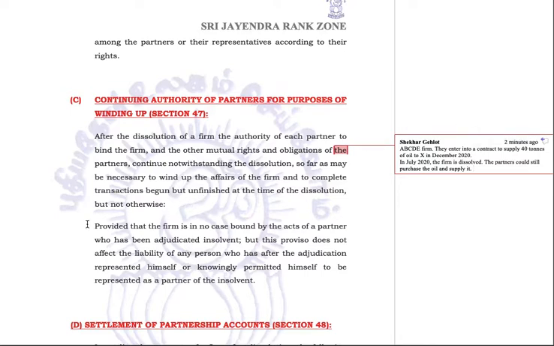Provided that the firm is in no case bound by the acts of a partner who has been adjudicated insolvent. But this proviso does not affect the liability of any person who has, after the adjudication, represented himself or knowingly permitted himself to be represented as a partner of the insolvent. That means an insolvent person, whatever he does, will not bind the firm. But if someone becomes a partner of an insolvent person by holding out, represented himself or knowingly permitted himself to be represented as a partner of the insolvent, that means he has become a partner of an insolvent person by holding out.